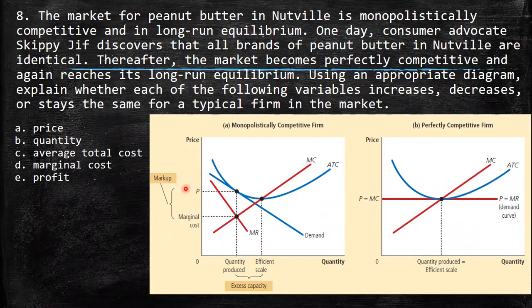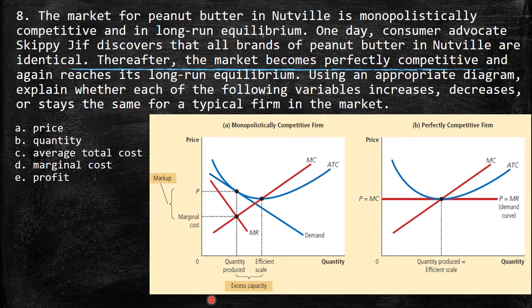We have the price and quantity here, and this is the optimal. What is going to happen in the competitive firm? The price is equal to the marginal cost, and this lies at the minimum of the average total cost. And remember, the minimum of the average total cost is cut by the marginal cost. So what are the differences? The price in this peanut butter market should be higher in the monopolistically competitive firm compared with the perfectly competitive firm, because this is naturally lower.